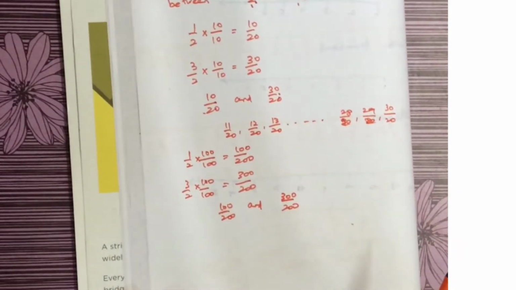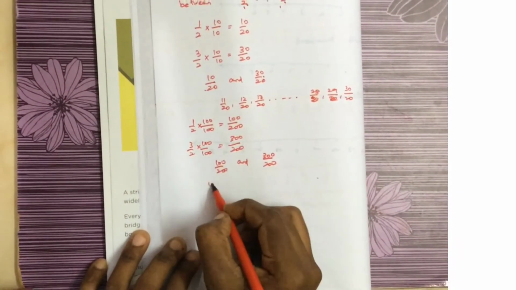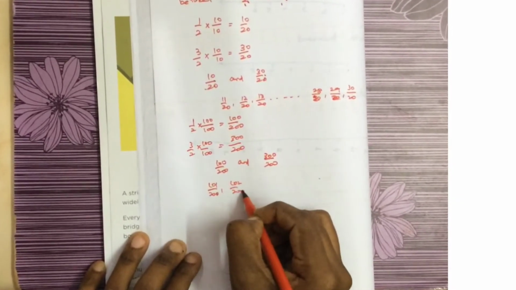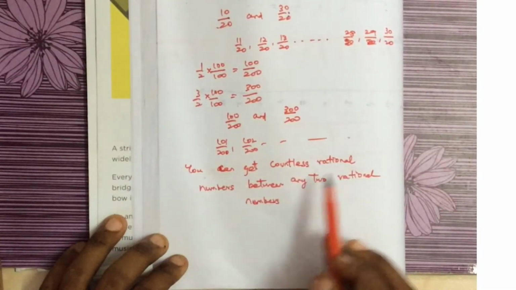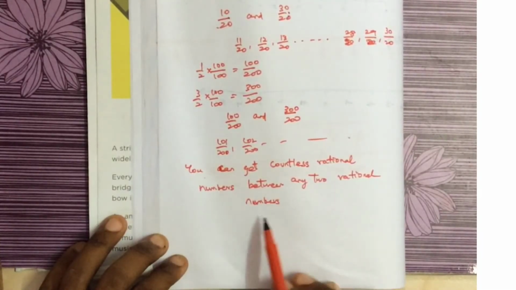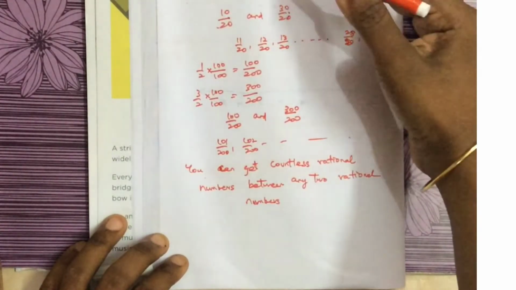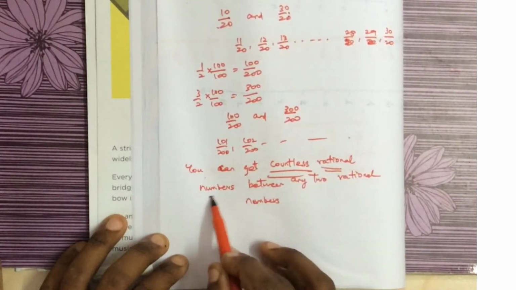So how many numbers exist between this 100 by 200 and 300 by 200? If you start writing 101 by 200, 102 by 200, it will go on. So you can get countless rational numbers between any two rational numbers. So what is the answer for this question? How many rational numbers exist between 1 by 2 and 3 by 2? Answer is countless rational numbers.